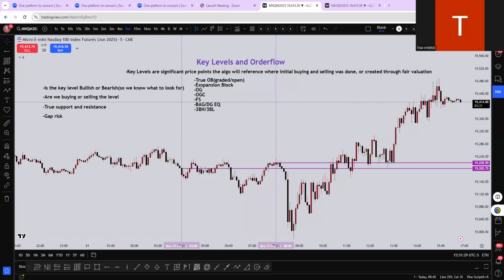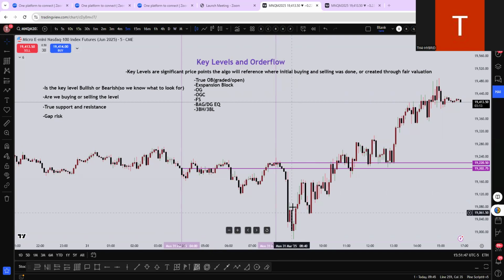This is probably one of my favorite things to go over, and this is the building blocks of how you're going to follow price up and down. So here I want to go over key levels and order flow. First, order flow. It's very simple to follow, simple concept.